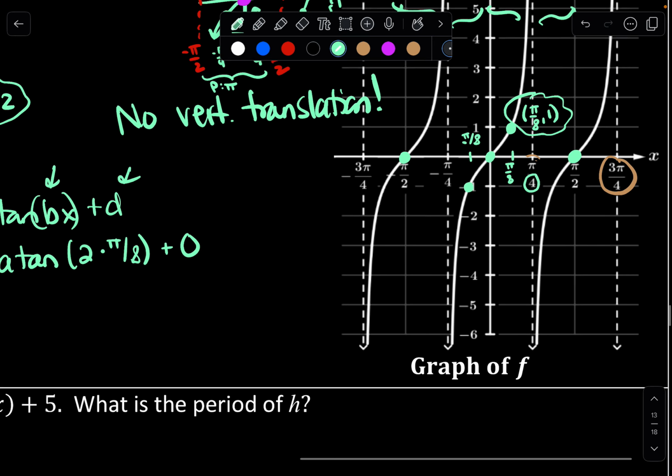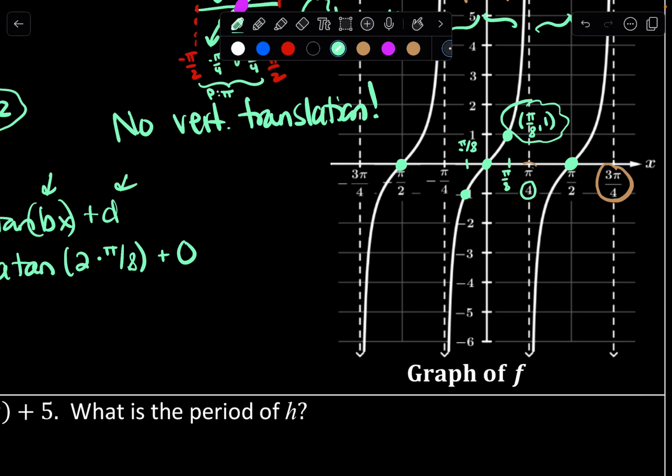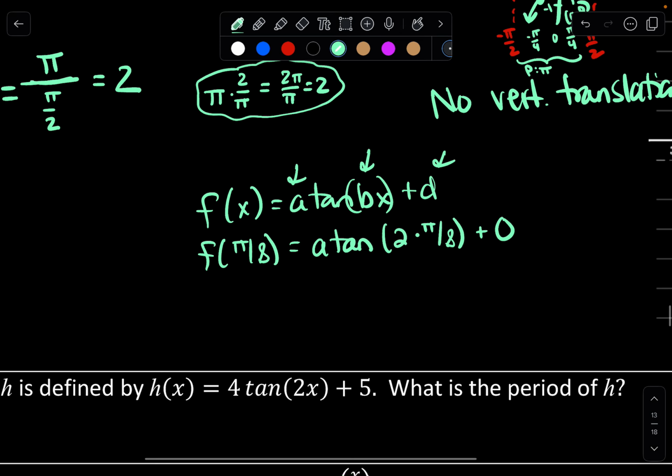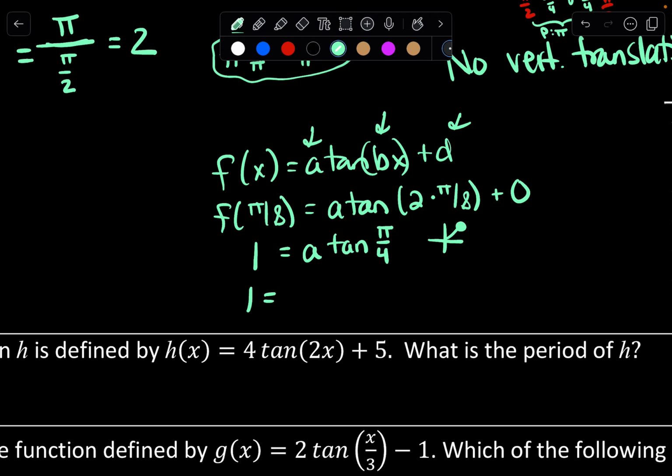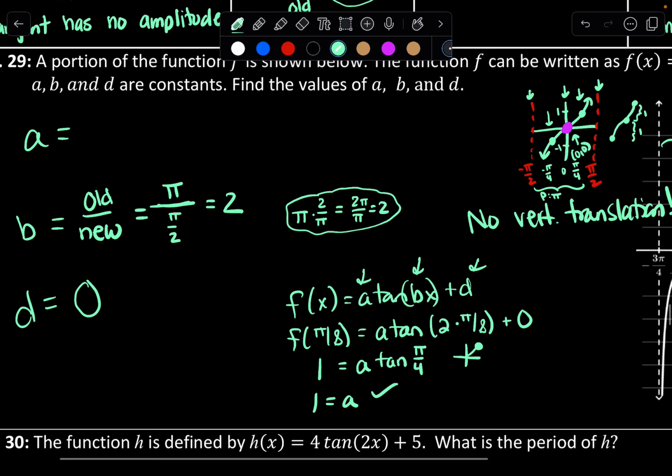So f of pi over 8, I want an output of 1, right? So let's see. So we'll say 1 is equal to, we'll have a tangent. 2 times pi over 8 will reduce to pi over 4. And then we have the plus 0. Tangent of pi over 4 is in quadrant 1. That's going to be positive 1. Therefore, a is equal to 1. So it checks out.